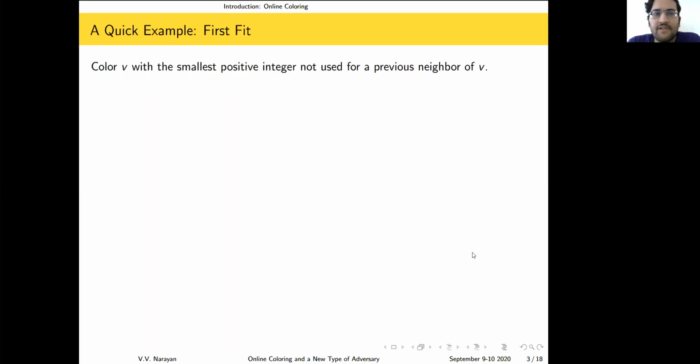Let's look at a quick example. The first example we'll see of an online algorithm is First Fit. It's widely studied. It's the simplest algorithm. It's essentially the same as the greedy coloring algorithm. So First Fit colors the arriving vertex v with the smallest positive integer that is not used in the previous neighborhood of v. So it looks at the neighborhood of v and uses the first integer that's not in that neighborhood, so the first feasible choice for the vertex v.